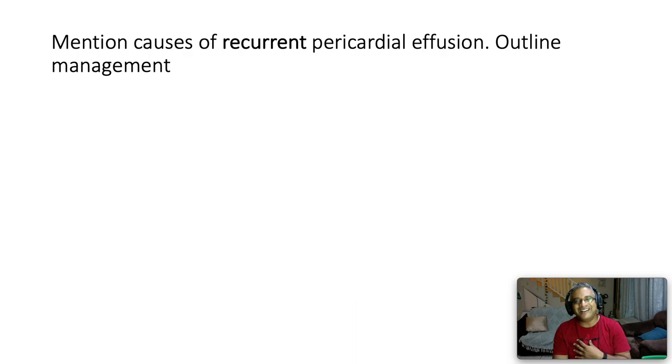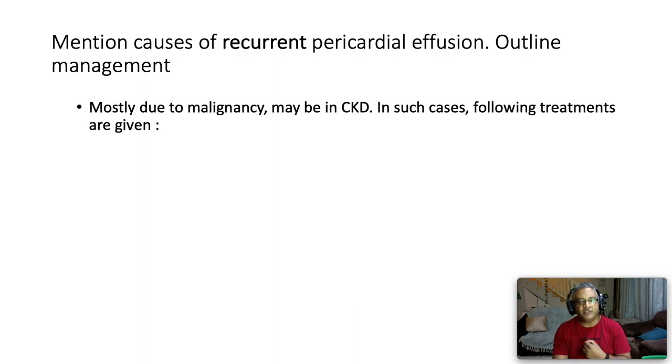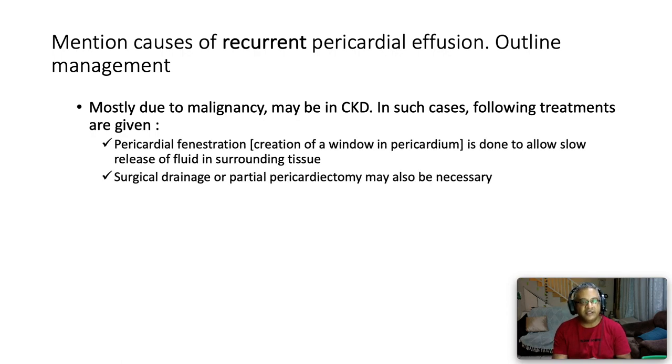What are the causes of a recurrent pericardial effusion? It doesn't give up. It keeps on coming back. What is wrong with this? Outline your management. This is most likely attributable to malignancy, but may also occur in chronic kidney disease on account of uremia. In such cases, the following treatments are given.